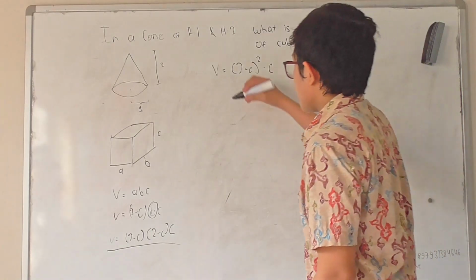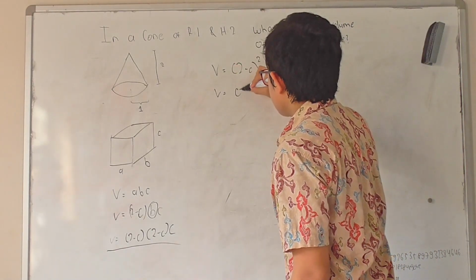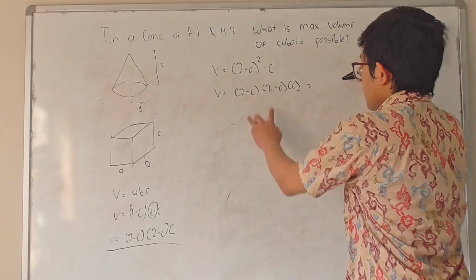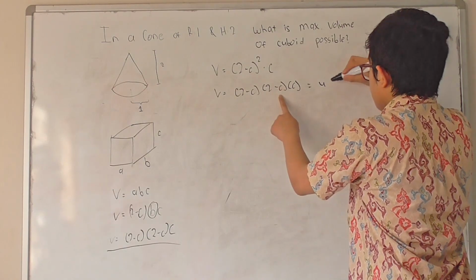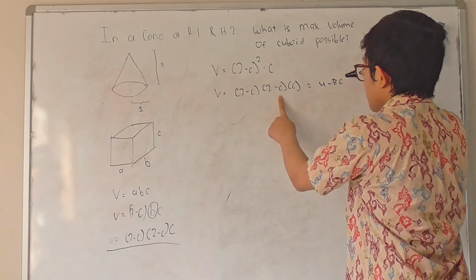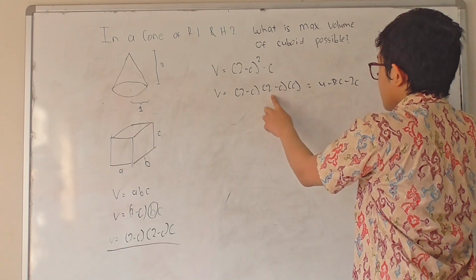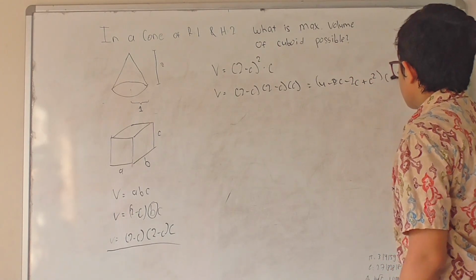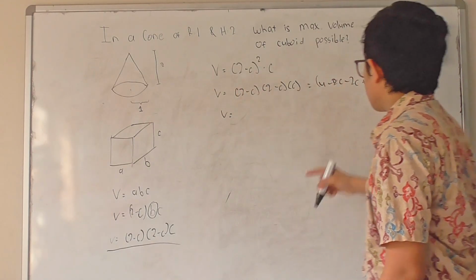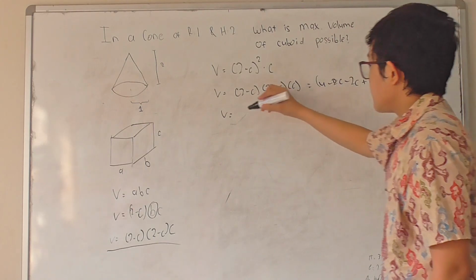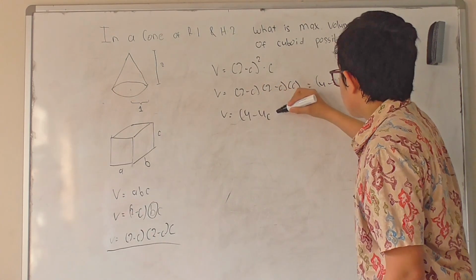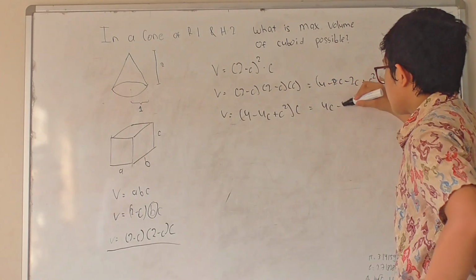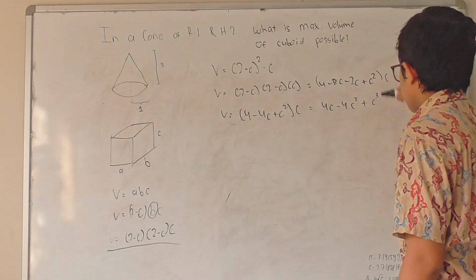So firstly, let's simplify this a bit. The volume is equal to 2 minus C times 2 minus C times C. That's equal to 2 times 2, that's 4; 2 times negative C, minus 2C; negative C times 2, minus 2C; negative C times negative C, plus C squared. Then multiply that by C. So now we have the volume equaling 4 minus 2C minus 2C, that is 4 minus 4C plus C squared, multiplied by C. We get 4C minus 4C squared plus C to the third.